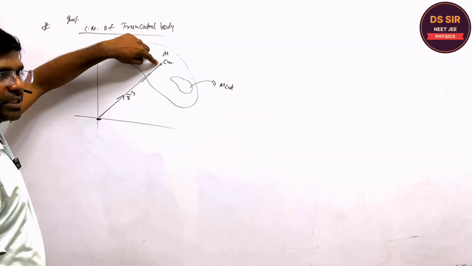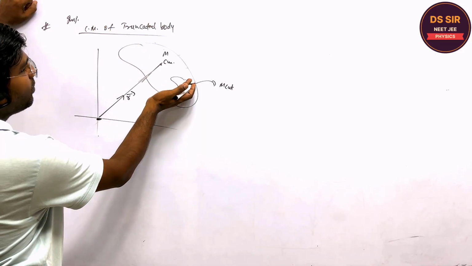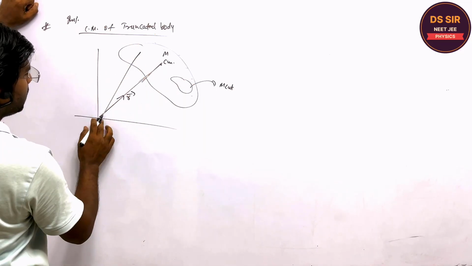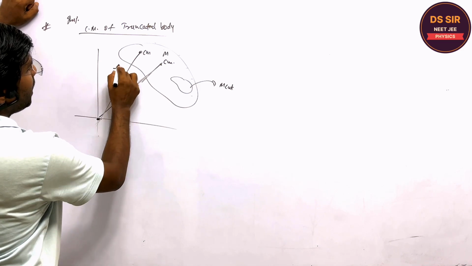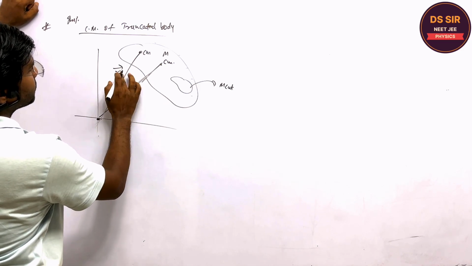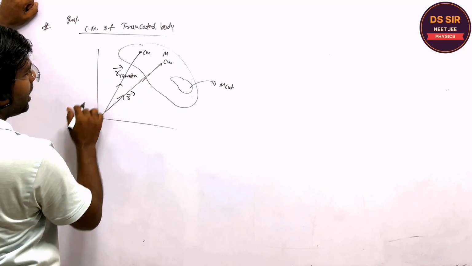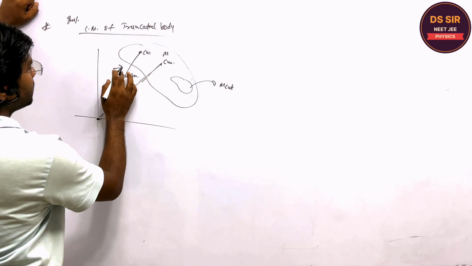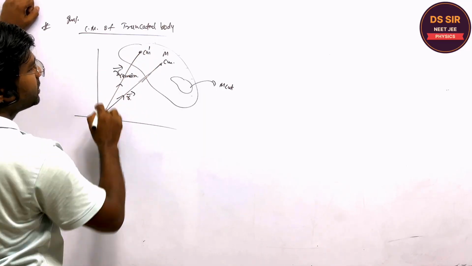So will the center of mass be in the same position? No, the center of mass will be shifted to this position. This is the cm. So this is the r vector of the remaining portion, the rcm dash. Is it clear or not?